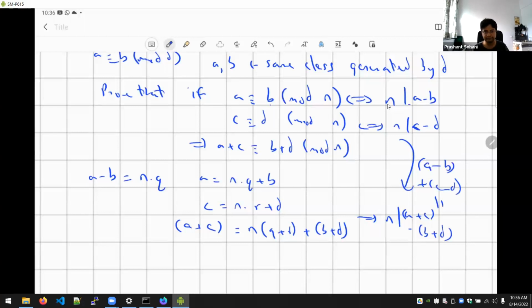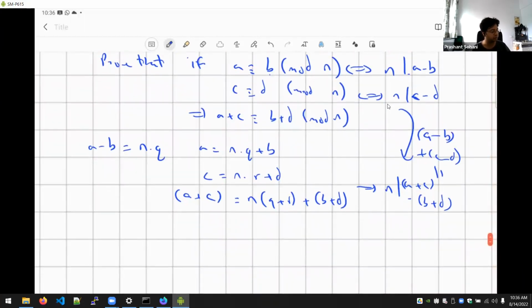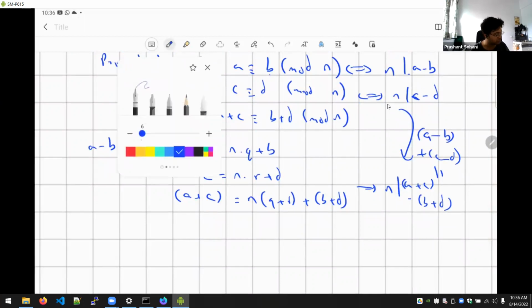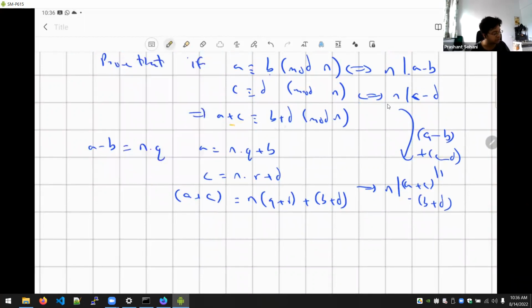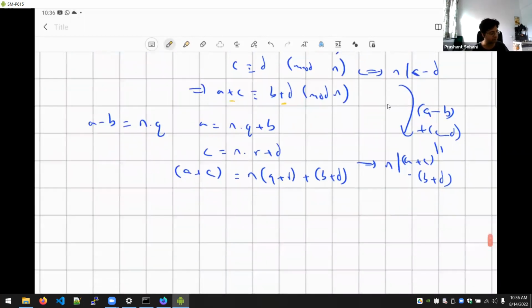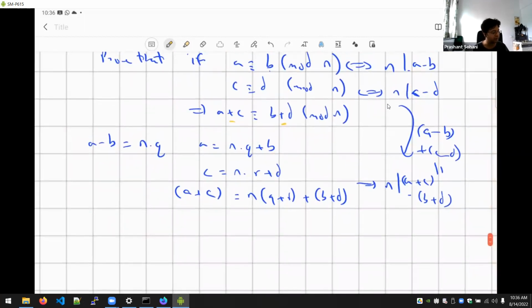Yes. Okay, and in the same way you can see that you can subtract equations also. So instead of plus, you can have minus in both places. So A minus C and B minus D, that also works just fine. Okay, and you can multiply also. So if A is congruent to B and C is congruent to D, then AC is congruent to BD also. And why is that true?